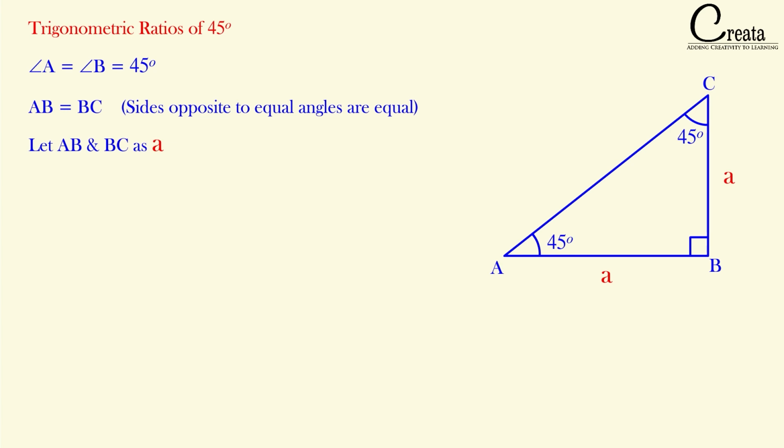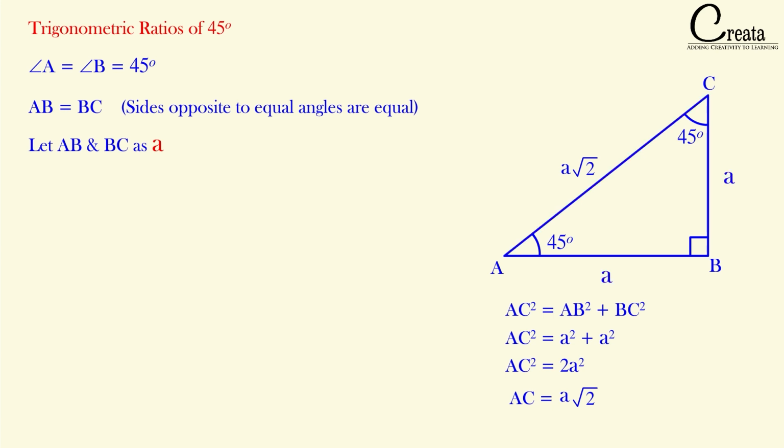Let's find the third side, that is AC. We can use the Pythagoras theorem. AC square is equal to AB square plus BC square. So we got AC square is equal to 2A square. On solving, we got AC as A root 2. We got all the three sides of this triangle.